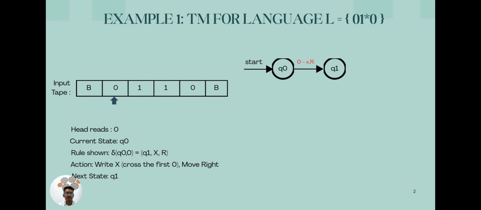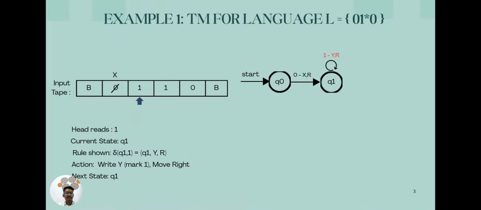Now we will see example 1. A Turing machine for the language L equals 0 1 star 0. The input on the tape is 0110 with the blank symbol on both sides. The machine starts in state Q0 and the head reads the first symbol, which is 0. When the machine is in state Q0 and reads 0, it writes X, moves the head to the right and goes to state Q1. This marks the first 0 and moves the machine forward.